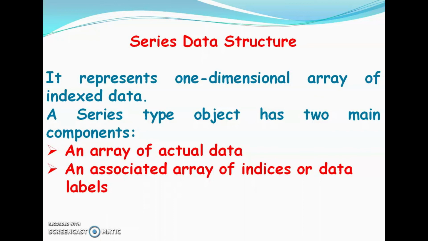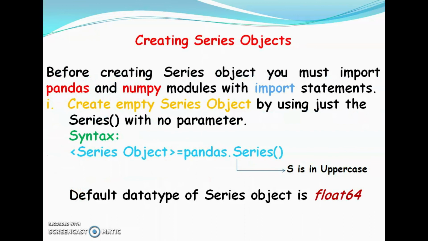A series type object has two main components: an array of actual data, and second, an associated array of indices or data labels. One part is data, the other part is indices, or index, or data labels. Okay, then how to create these series objects?